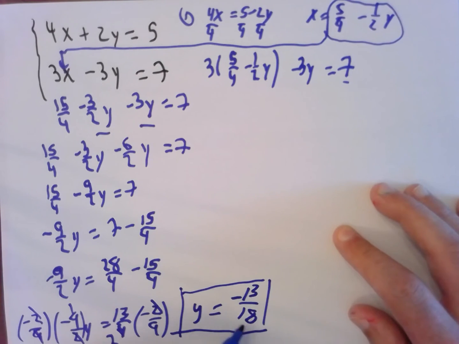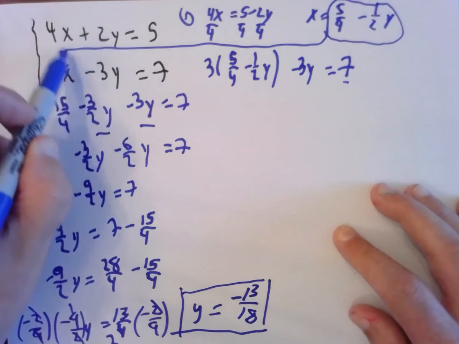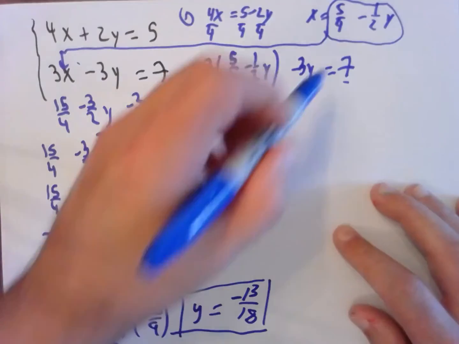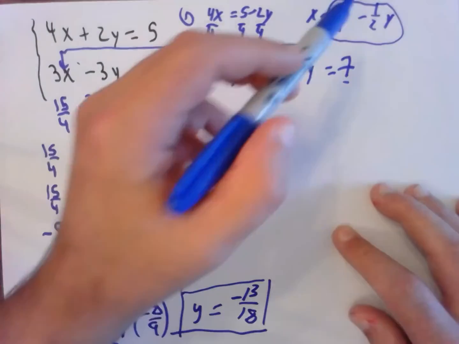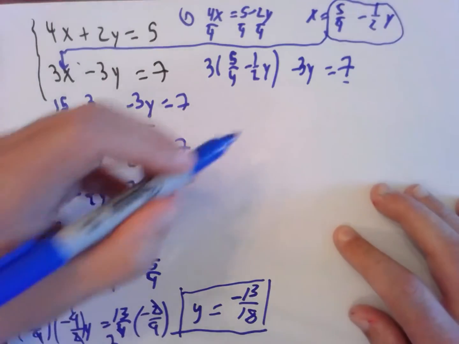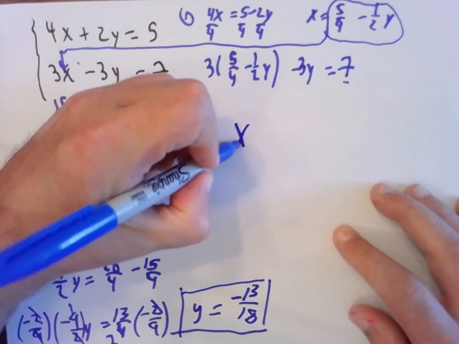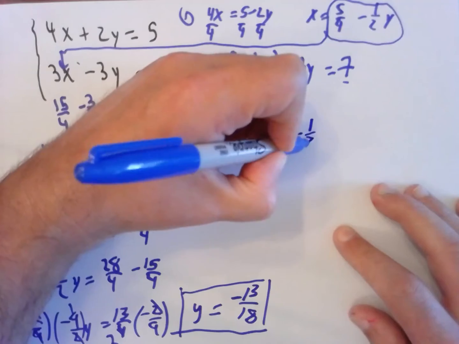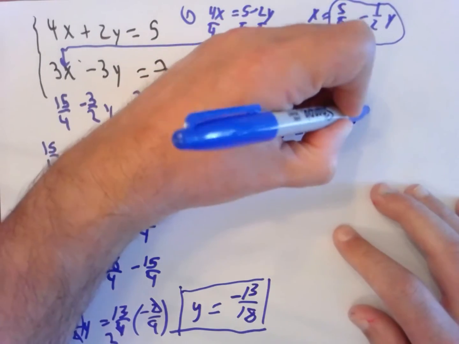So I could plug this value into either of these equations or this version up here. This one looks the easiest. None of them look really easy. That one looks the best. We'll use that. So x is supposed to be 5/4 minus 1/2 y.